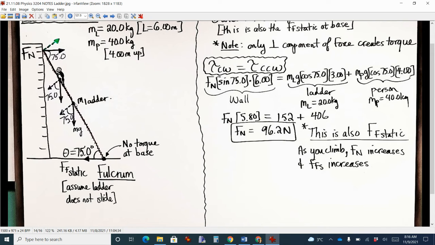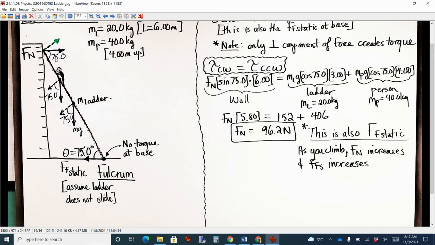Now, the ladder itself is going to try and create, in this case, a counterclockwise torque because the force of gravity is going to be pulling straight down. And the person on the ladder is going to be creating a counterclockwise torque, pulling straight down. But we only use the component of the force that is perpendicular to the radius. So in this case, I've identified that this angle in here is 75, which means this is mg cos 75, this component right here. And this is mg cos 75.